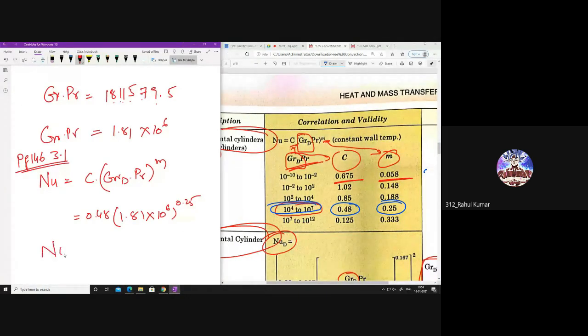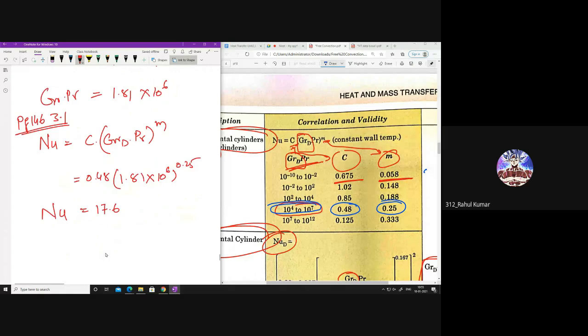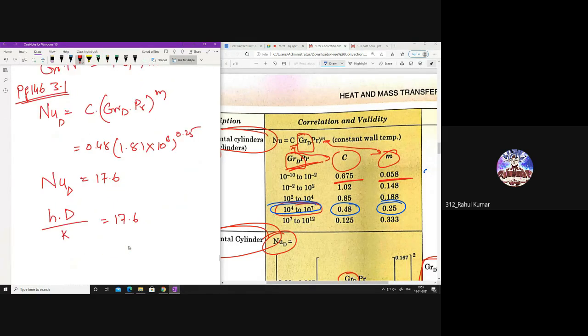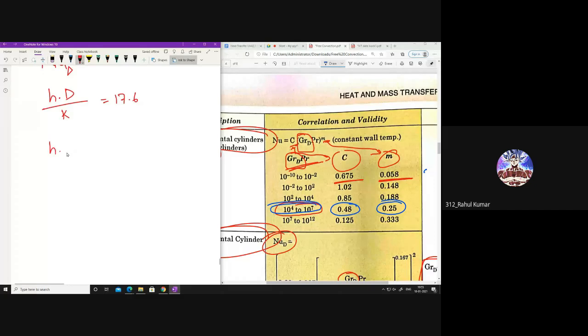So Nu, what is this Nu? 17.6. 17.6 is your Nu value. So now that you got it, hD by k should be taken here. This is very important. Again, this is Nu with respect to D only. 17.6. So h is unknown here. h into the D value, which is 8 centimeters, 8 into 10 to the power of minus 2.